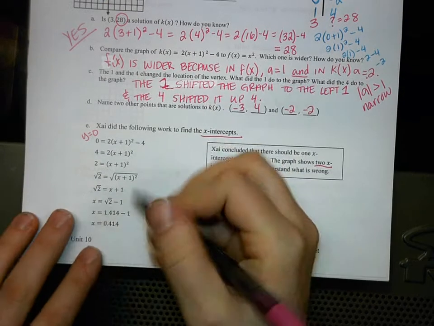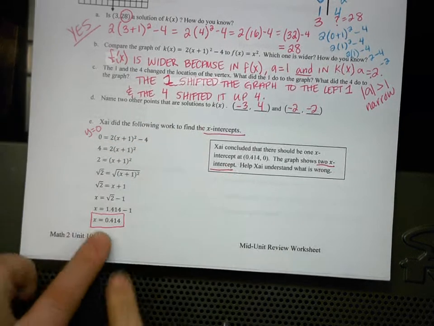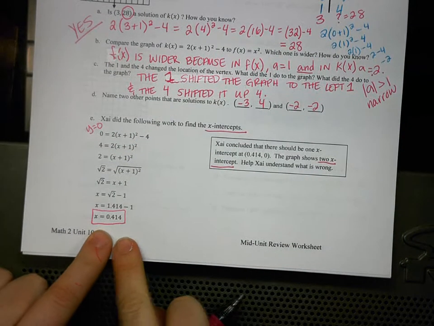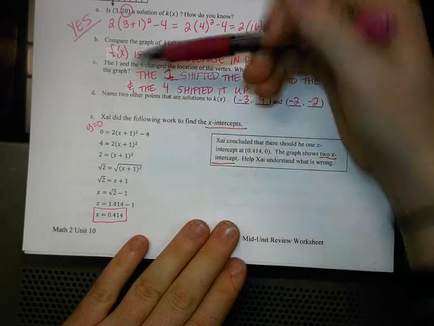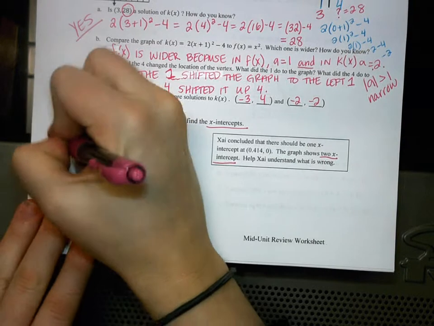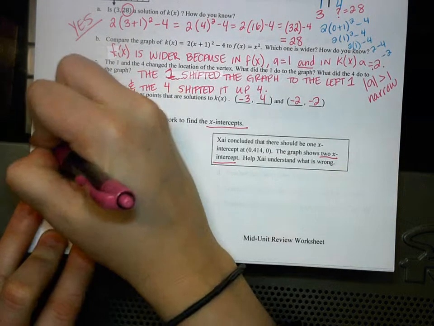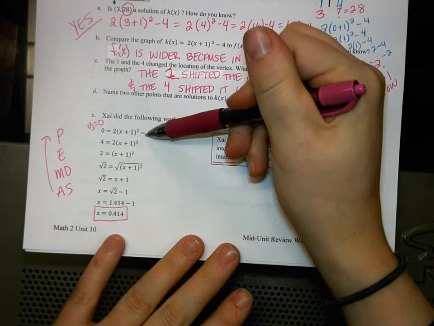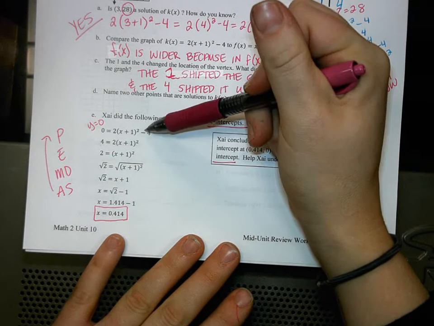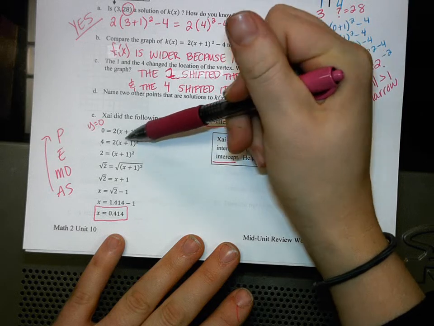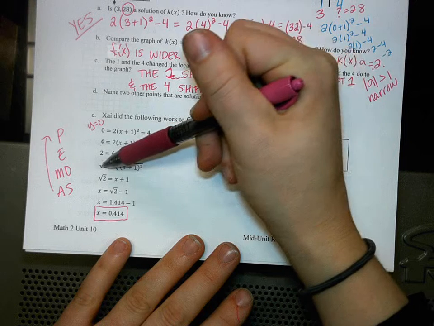Because I only got 1 solution, this solution is correct, but we need 2 solutions. So somewhere we went wrong. So when we start, we need to do our order of operations in reverse. So he added 4 to the other side, or she. And that was correct. Next was to divide by 2, and that's correct. Then you take the square root of each side, which is good.